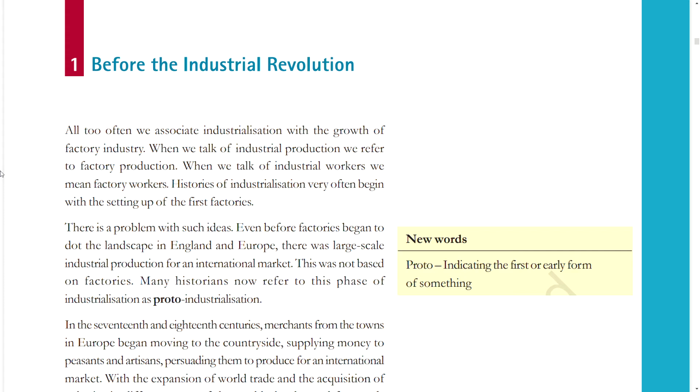There is a problem with such ideas. Even before factories began to dot the landscape in England and Europe, there was large-scale industrial production for an international market. This was not based on factories. Many historians now refer to this phase of industrialization as proto-industrialization. New words. Proto, indicating the first or early form of something.